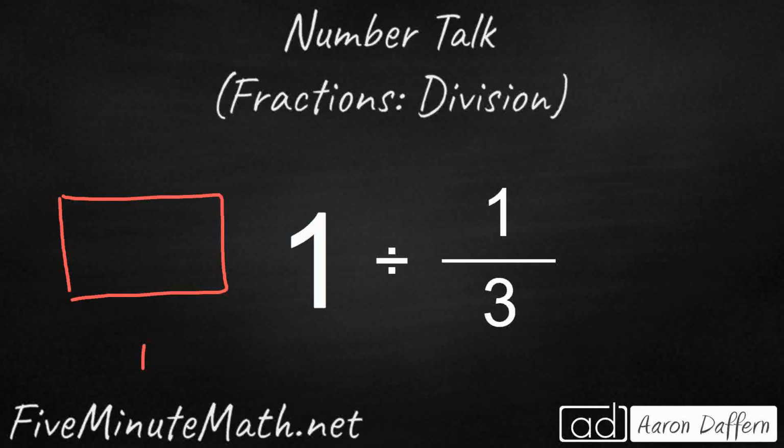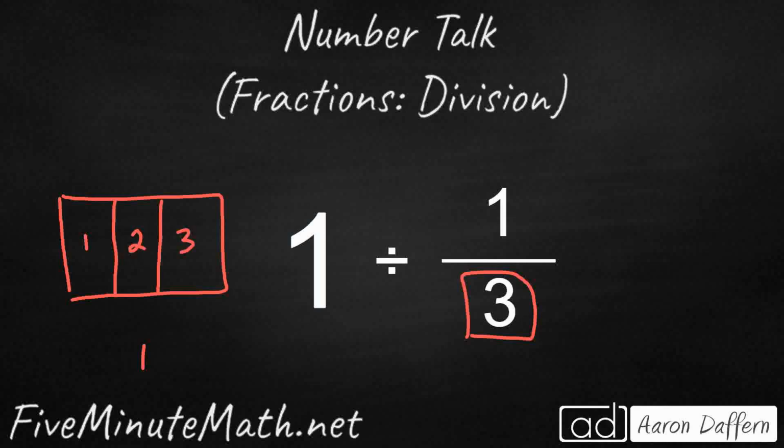And so, what I want to do is divide it into, let's look at our denominator, thirds. Okay, so let's cut this into thirds like this. All right, so we're going to divide it into thirds. And then my question is, how many 1/3 pieces do we see? Well, that's pretty easy. 1, 2, 3.